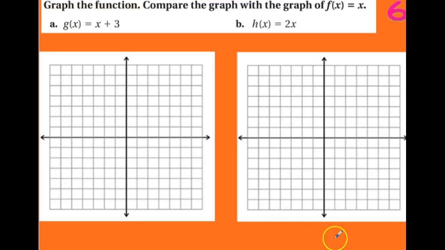Alright, so let's take a look at some lines. It says graph the function and compare it with the graph f of x, or y equals 1x plus 0. So I'm going to graph my parent function right away. I know it starts at 0 right here, plus 0. And my slope is 1 over 1. Rise 1, run 1.